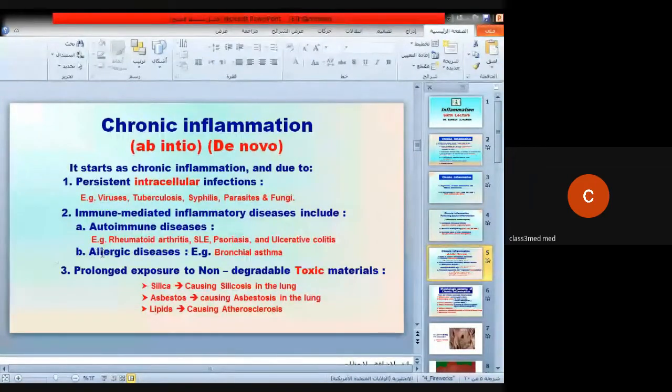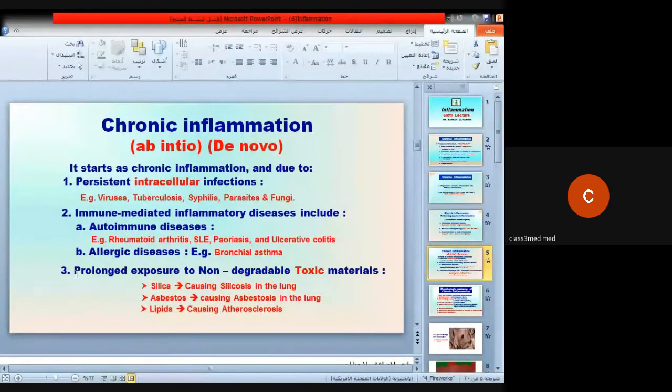The allergic diseases such as bronchial asthma. أبو البرونكيال asthma تروح من عند البرونكيال asthma؟ لا. So due to the inhalation of antigen that cause bronchial asthma. The bronchial asthma يعني allergic disease. Some allergic diseases are chronic diseases due to the immune-mediated infections.